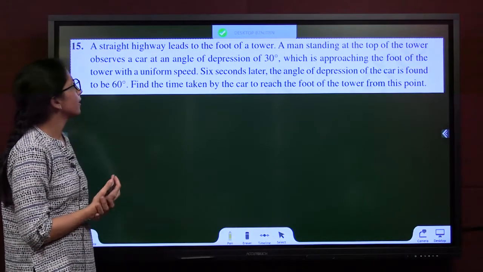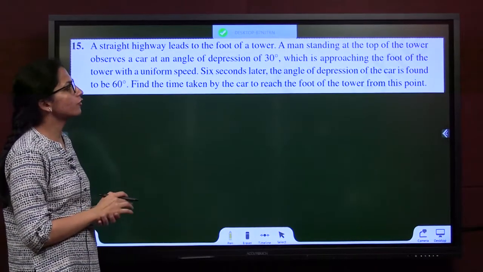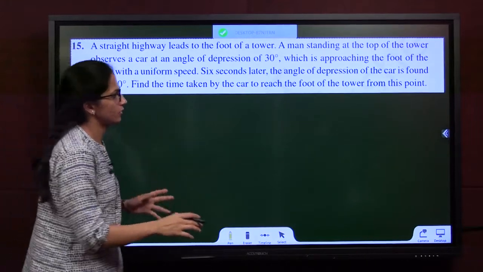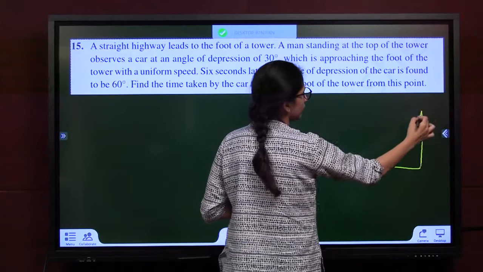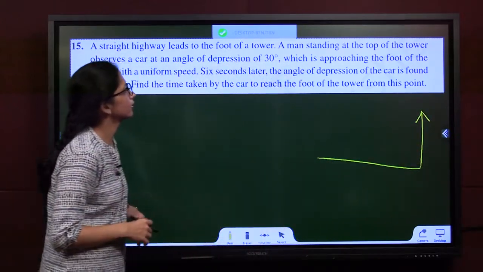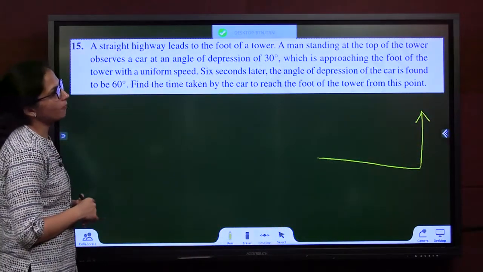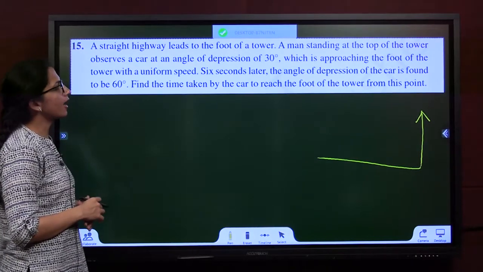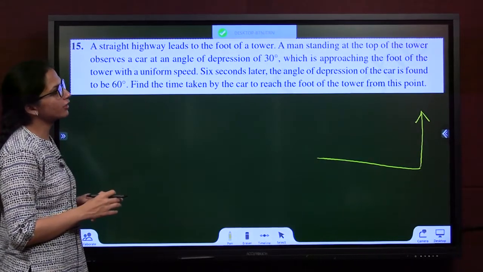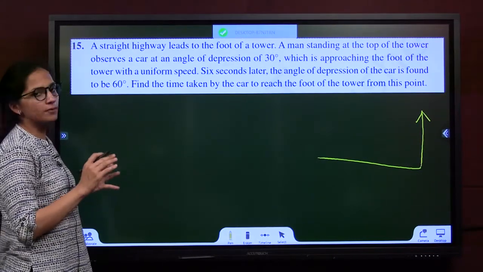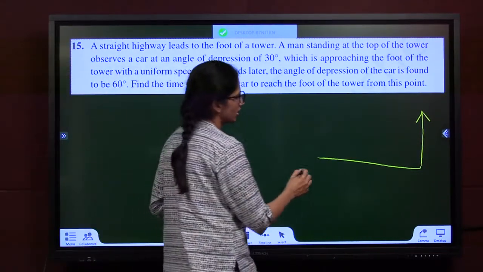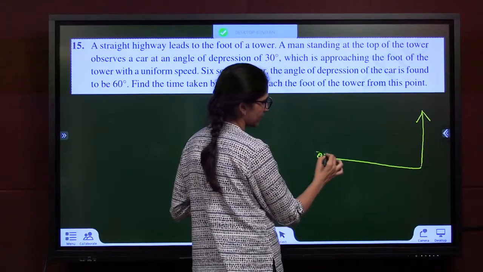Question 15. A straight highway leads to the foot of a tower. So we have a straight highway. If you keep going on the highway, you reach the foot of a tower. A man standing at the top of a tower observes a car at an angle of depression of 30 degree, which is approaching the foot of the tower with a uniform speed. So the car was here first.